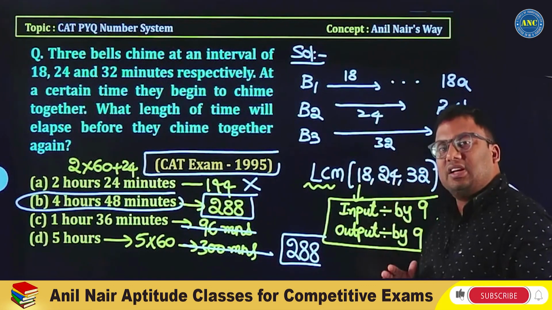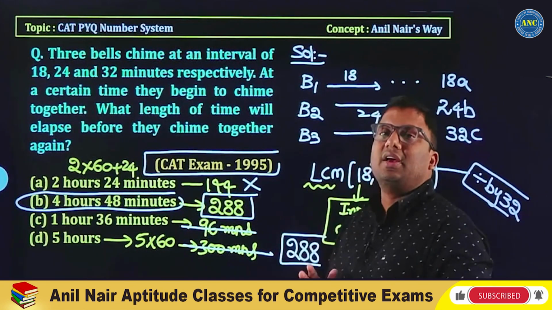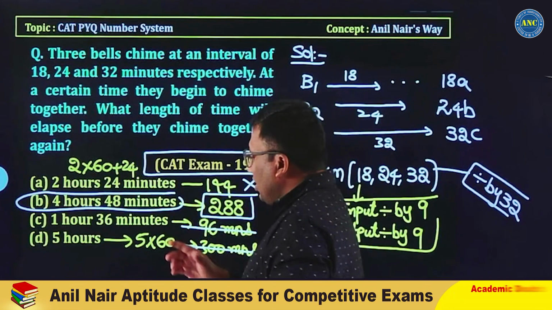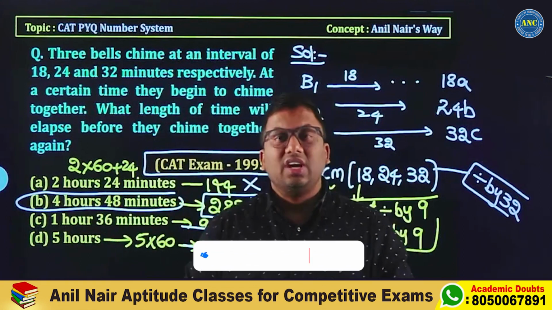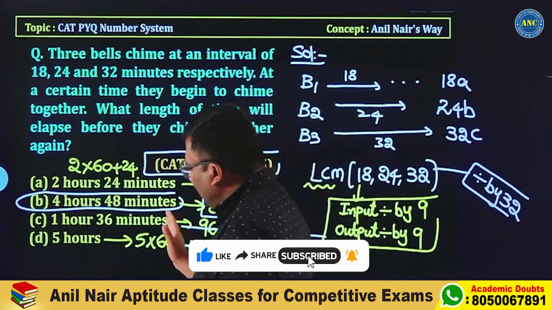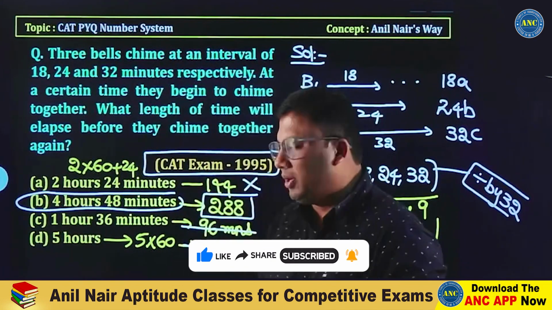Input one number is divisible by 9, output also it should be divisible by 9. What I did? I took 1 hour as 60 minutes. 60 plus 36 is 96 minutes. It is not divisible by 9. 5 into 60 is 300. It is not divisible by 9.